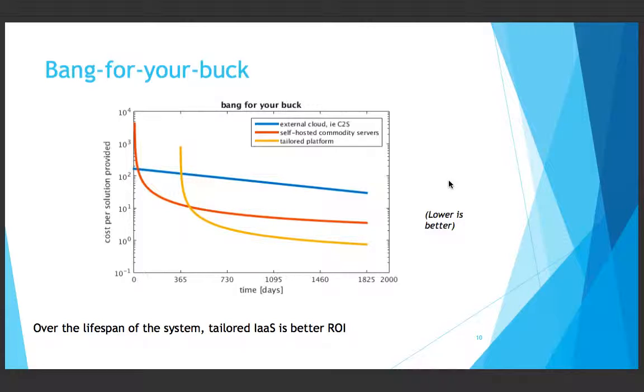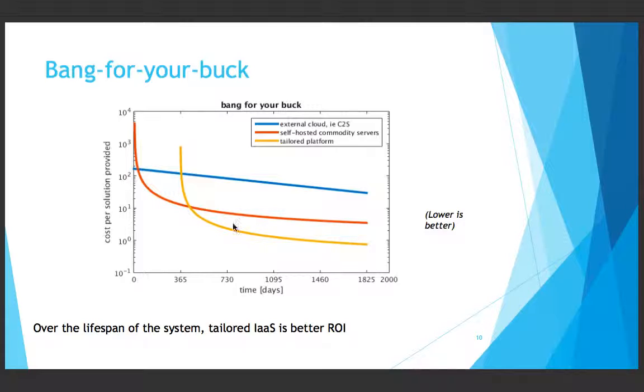The most important slide from this numerical model is what I call bang for your buck. This is where you have, again, the time of 5 years, and then on this axis the cost per solution provided. So the first calculation that you do on your computer is the most expensive, and then over time, because you're generating more and more solutions, the cost per solution is decreasing. With external cloud like AWS, you're decreasing exponentially, but that doesn't keep up with the fall in the cost per solution compared to the commodity infrastructure.